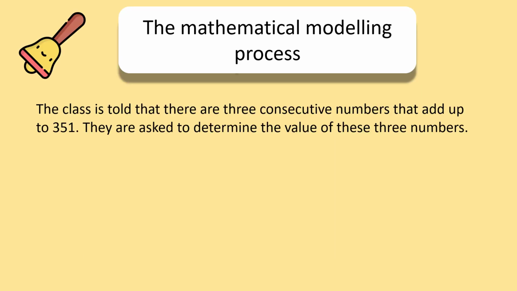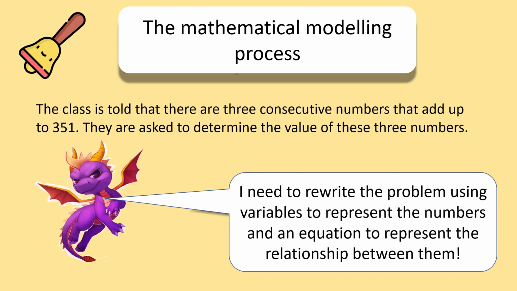Let's do an example. The class is told that there are 3 consecutive numbers that add up to 351. They are asked to determine the value of these 3 numbers. So these word problems, what can we do? Zaja thinks he needs to rewrite the problem using variables to represent the numbers and an equation to represent the relationship between them. And I'm using these 2 characters because it's important that you discuss these problems with each other and assist each other in finding these expressions and equations. So remember, we are only allowed to use one variable, not x, y, and z, but only one variable.